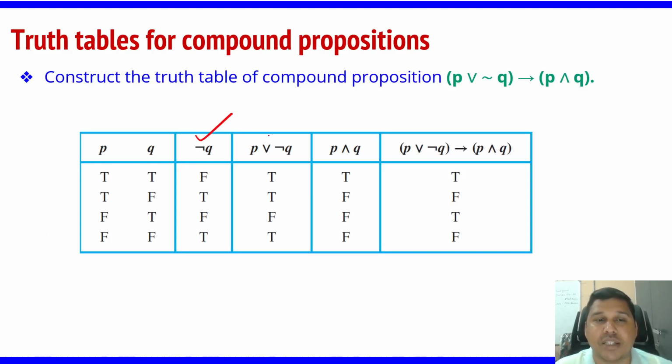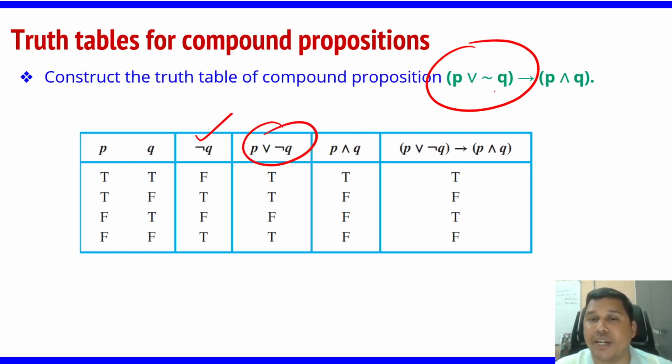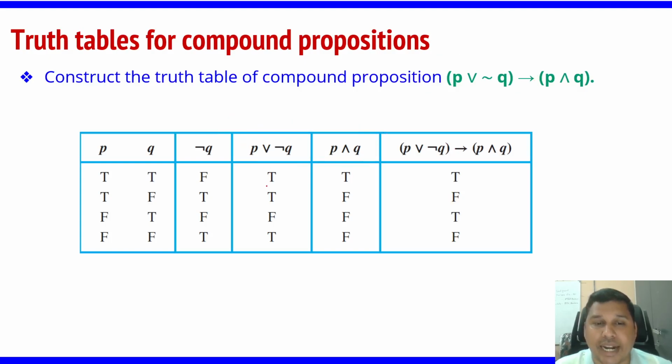Then find out minus Q, then find out the first term P or minus Q, then find out P and Q value, and then find out the implication value. How am I writing these results here? It is based on the truth tables of the individual operators. You know the truth table of disjunction, conjunction, and implication. By using those concepts, I am writing this truth table. This is used for us to solve the problem.